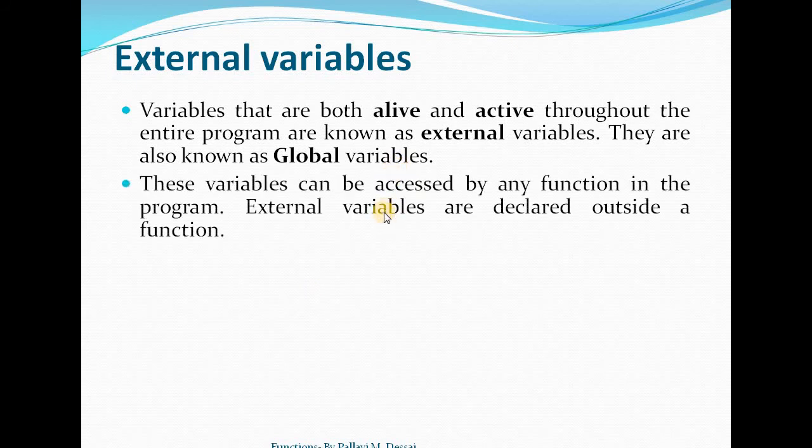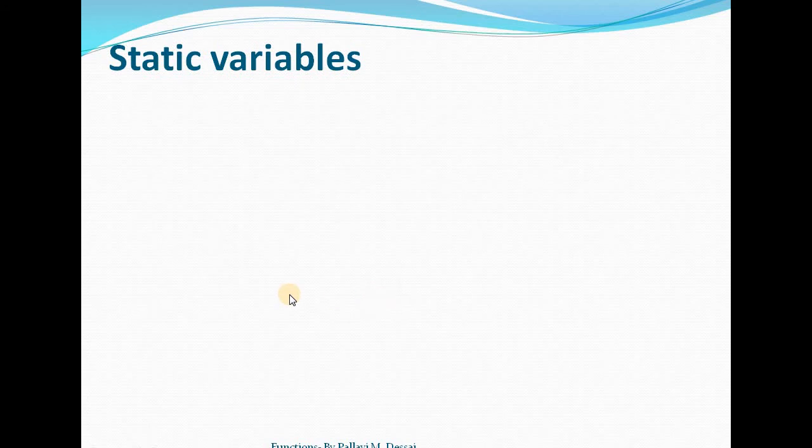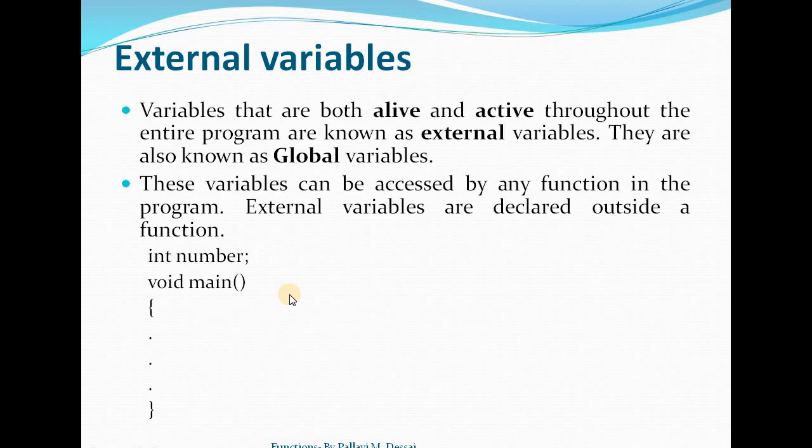These variables can be accessed by any function in the program. External variables are declared outside a function. So as told to you previously, when we declare a variable in the global declaration section, it becomes a global variable. Global variables belong to the external storage class. Once a variable has been declared as global, any function can use it and change its value.